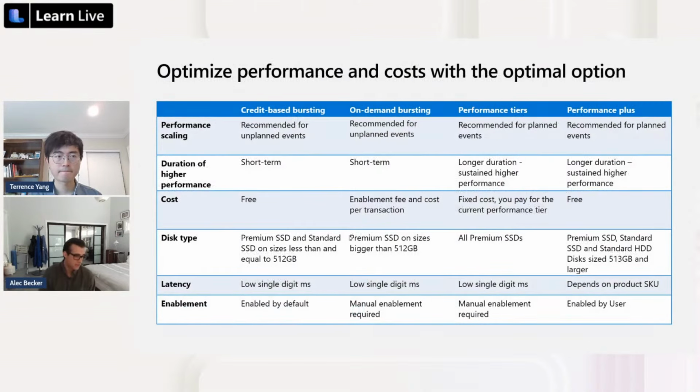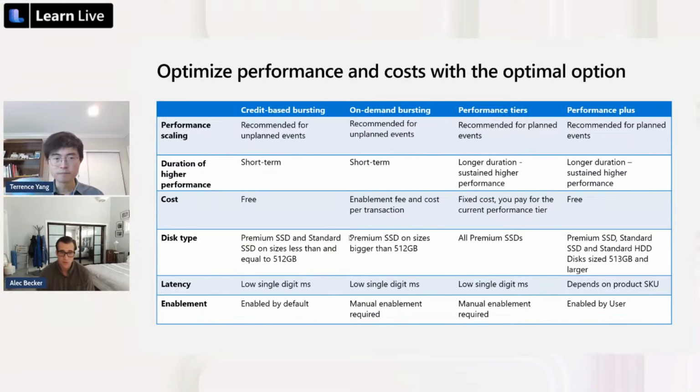So finally, I kind of want to just do a review of the different performance options we went over and how you should think about them and when they're best suited for different situations. So I like to think of, what if I have planned events like a Black Friday, or an unplanned event where there's a sudden burst of activity. When would I want to use either one of these products?